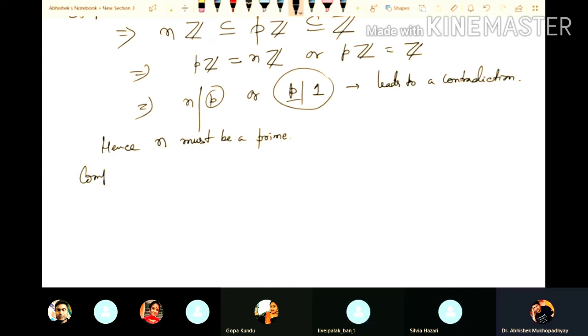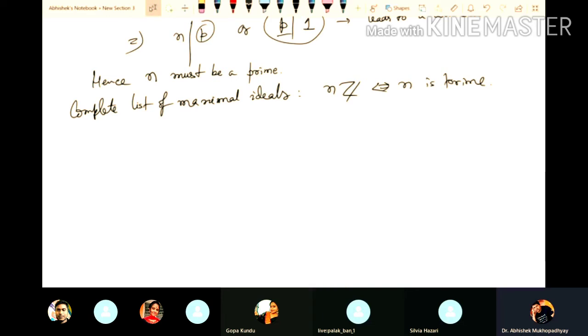So the complete list of maximal ideals are those nZ if and only if n is prime. So this characterizes all the maximal ideals in the ring of integers.